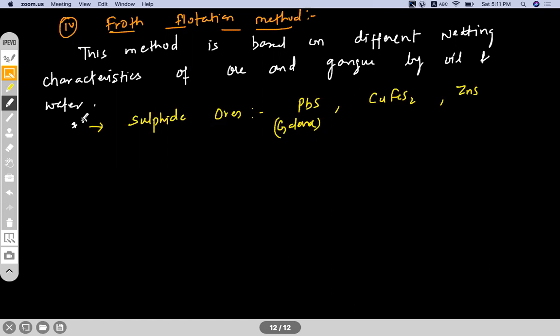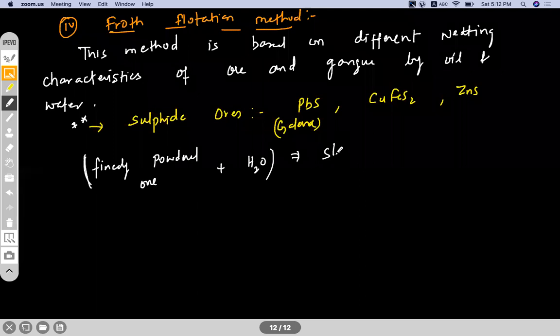This is called slurry. In notation I'll write down, we have that finely powdered ore. We add water to it, and this suspension or mixture that we have, we call it slurry, S-L-U-R-R-Y. In this slurry, we also add some stabilizers, which we call additives.